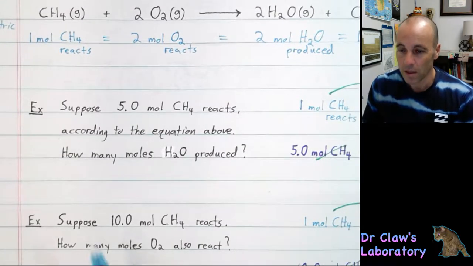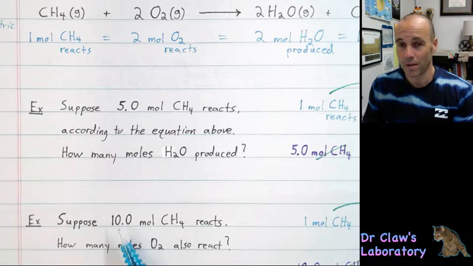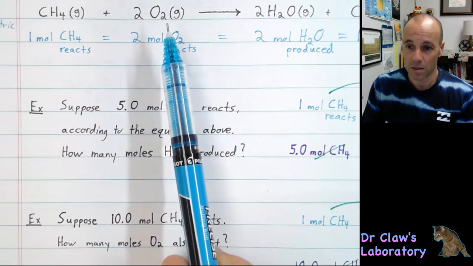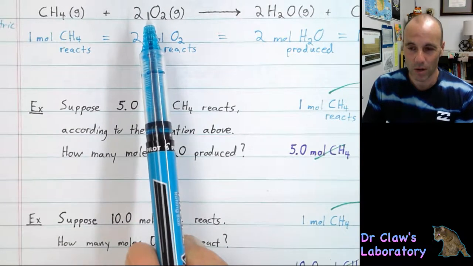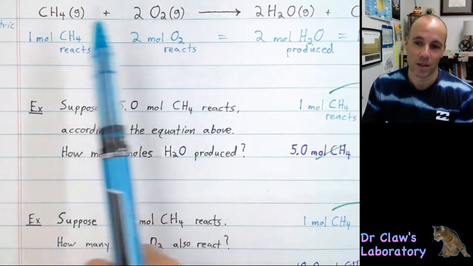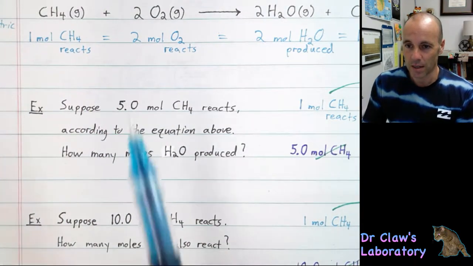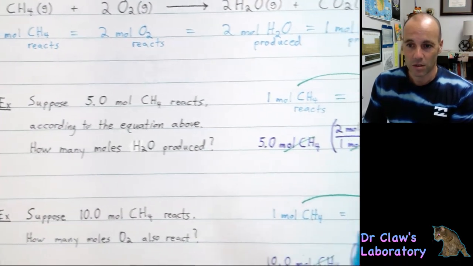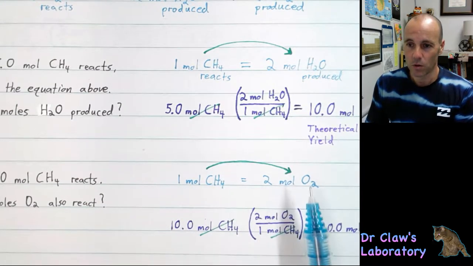If you're reacting 10 moles of methane, then 20 moles of oxygen must also react, because for every one of the methane moles, it requires 2 moles of oxygen. So if you have 10 methanes, then you need 20 oxygens. Okay, it's a 1:2 relation. But the way you can demonstrate that nice and neatly is by using this relation between methane and oxygen. So 1 mole of methane equals 2 moles of oxygen.